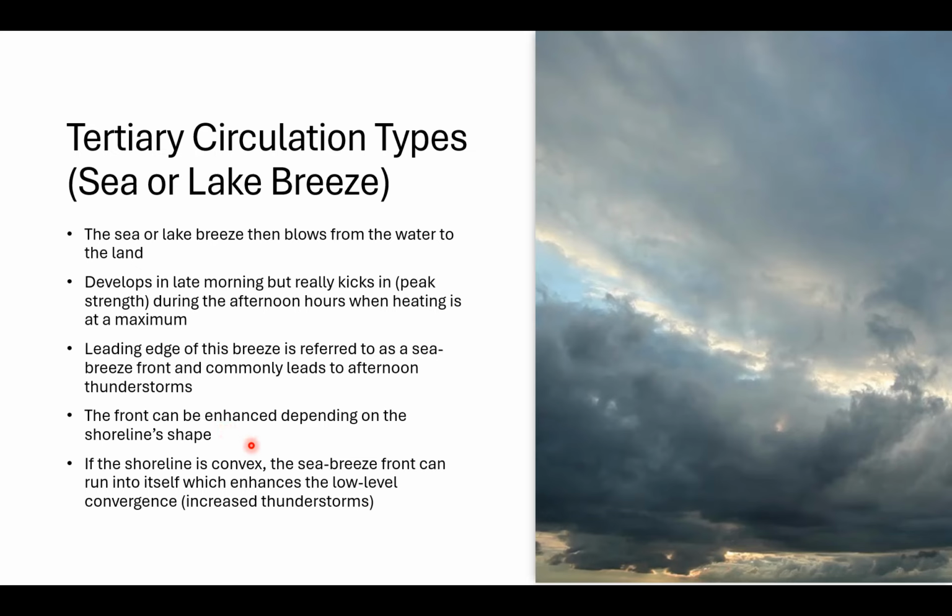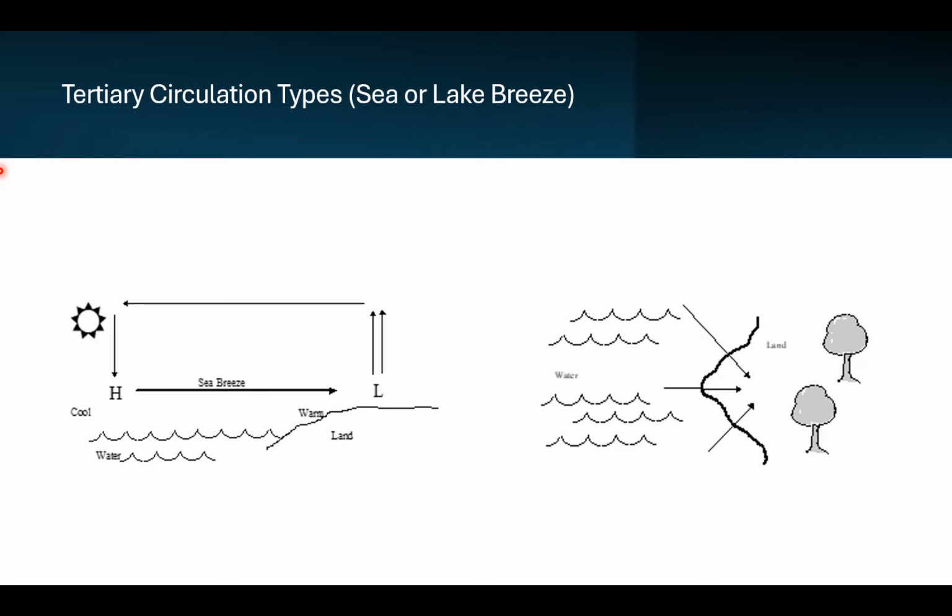The sea breeze front can be enhanced depending on the shoreline shape even. So the shape of that shoreline, if it's convex, the sea breeze front can run into itself, and that's going to enhance the low-level convergence even more and increase your thunderstorm coverage. Here's an example of a sea or lake breeze.